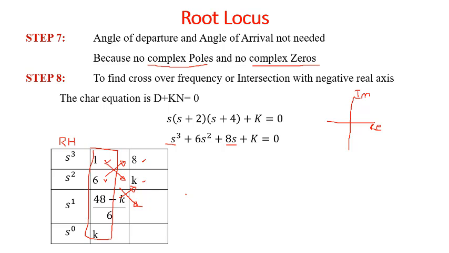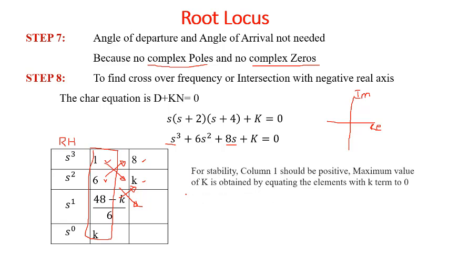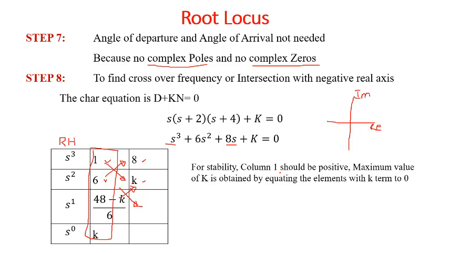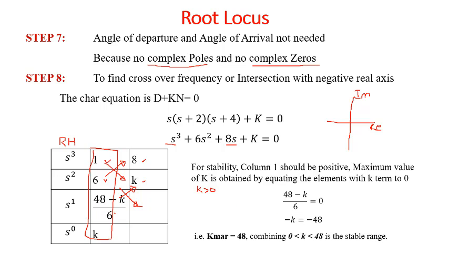Out of this column, which are the elements having the k term? For stability, column 1 should always be positive. There should not be any sign changes to check the stability. When all the elements are positive, the maximum value of k can be obtained by equating the elements containing k to 0 or greater than 0. So first, k is greater than 0. Next, one more term we have, 48 minus k divided by 6, which we can also equate to 0 or greater than 0. Here we equate it to 0. 48 minus k divided by 6 equal to 0. 6 multiplied with 0 is 0, so 48 minus k equal to 0. Then minus k equal to minus 48. Hence the k value will be equal to 48.